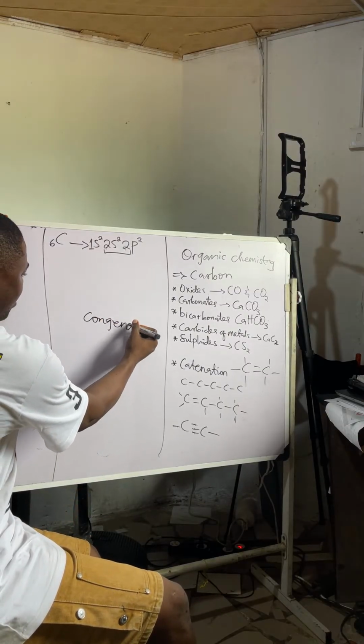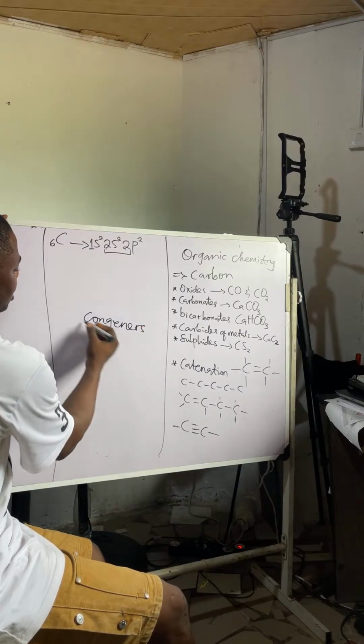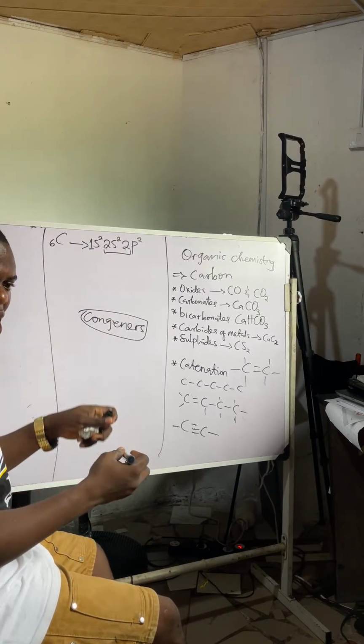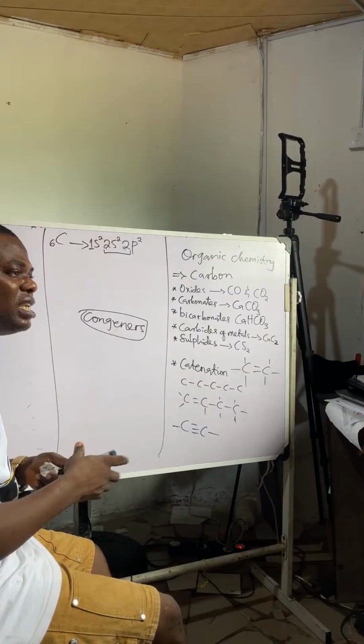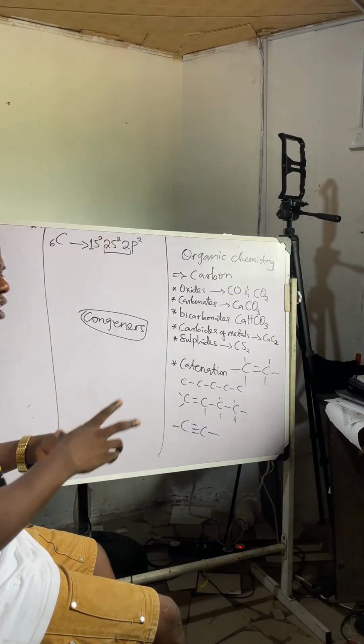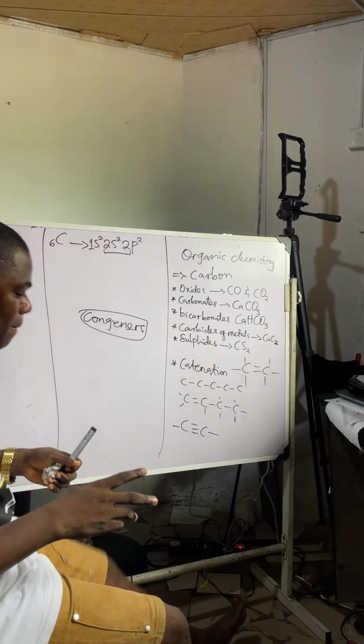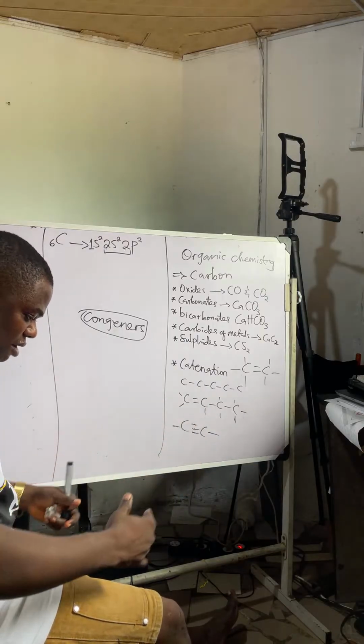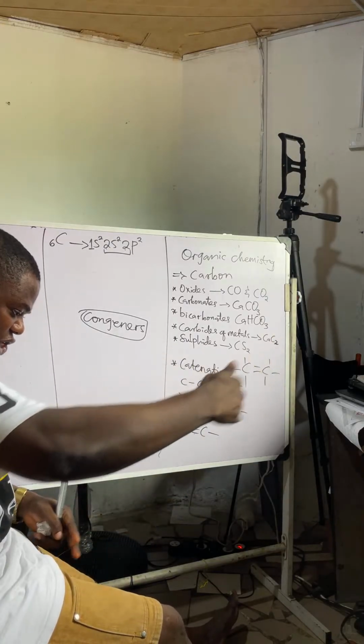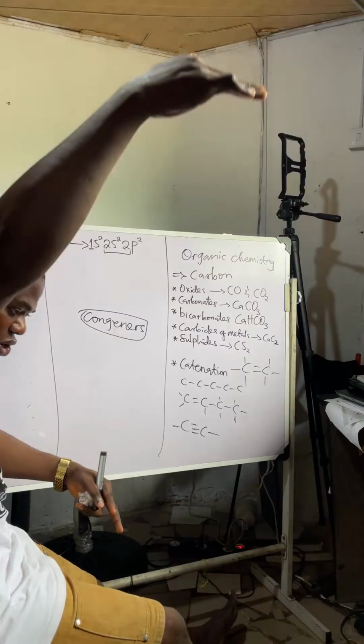Congeners, meaning that they belong to the same group. Take note. But when elements are of the same period, we are talking about energy level. Yes, period is energy level, shells. The more the shells, the more the energy.